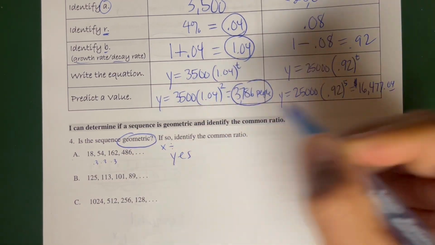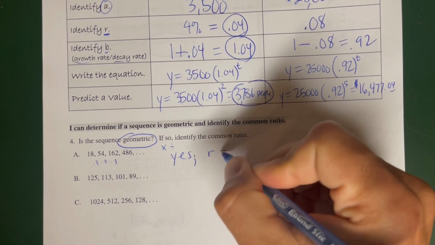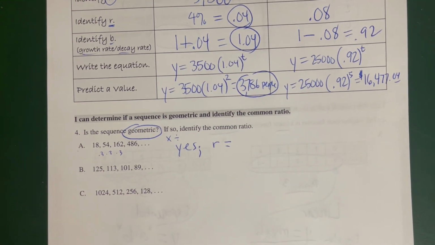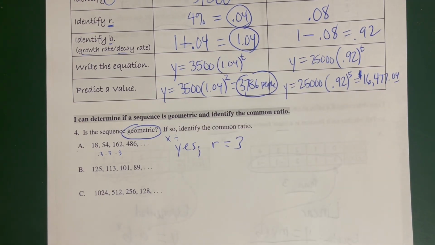And so the answer for part A is going to be yes. And it says, if so, identify the common ratio. The common ratio is R, and will tell us what are we multiplying or dividing by over and over and over again. And so the answer for that is going to be 3.